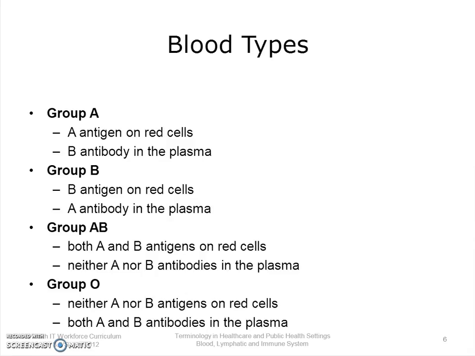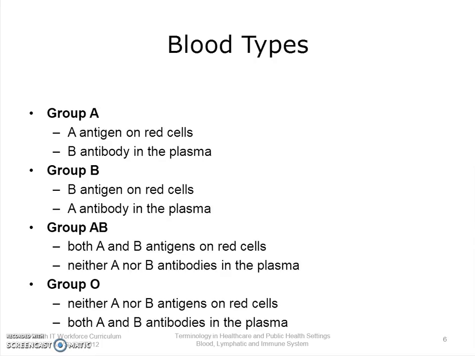There are 4 major blood groups determined by the presence or absence of 2 antigens, A and B, on the surface of red blood cells. Group A has only the A antigen on red cells and B antibody in the plasma. Group B has only the B antigen on red blood cells and A antibody in the plasma.